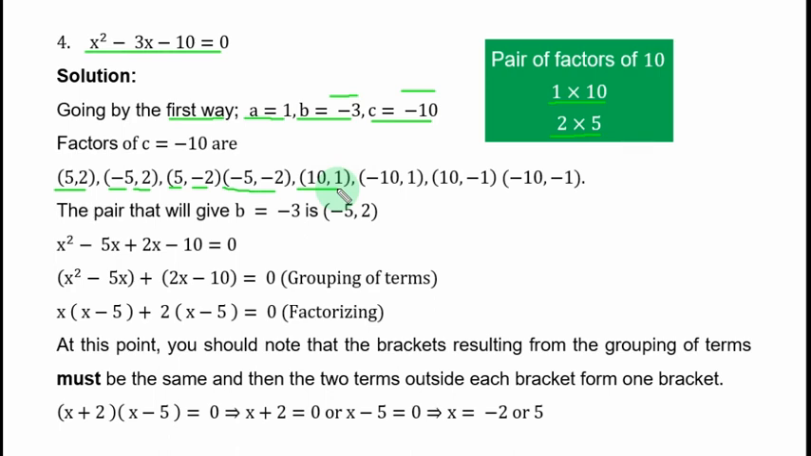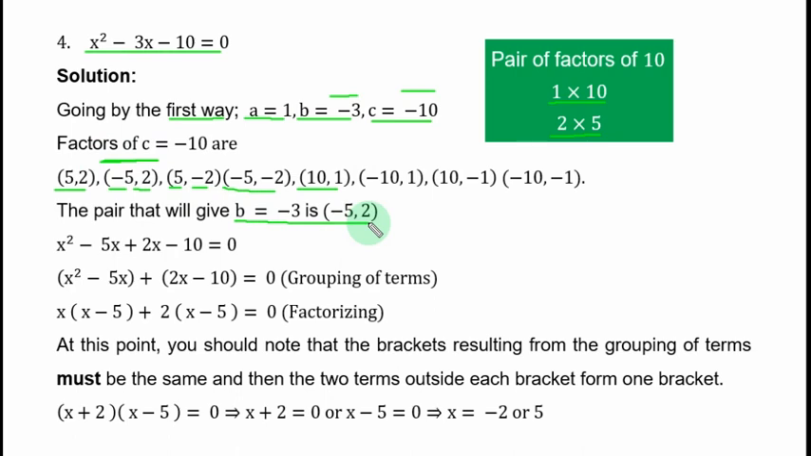So that minus 5 plus 2 is minus 3, or plus 2 minus 5 is minus 3. And when you multiply 2 and minus 5, you also have minus 10. So this is the pair that satisfies what we need. The pair that will give b equal to minus 3 is minus 5 and 2.